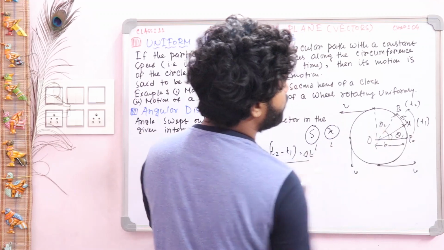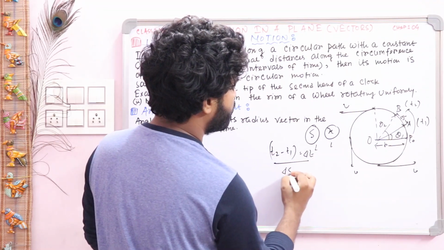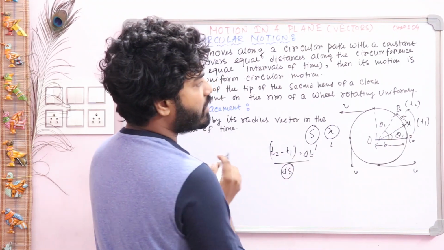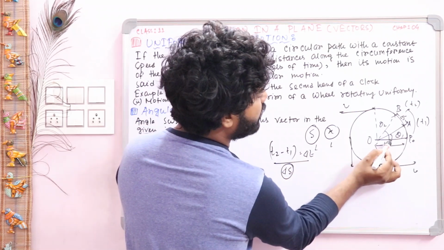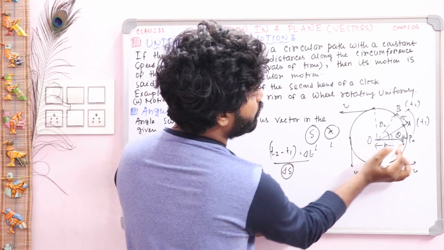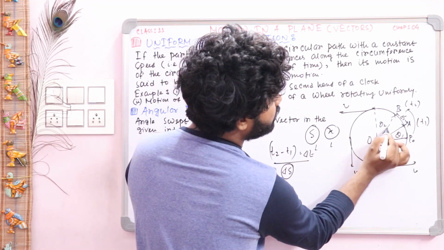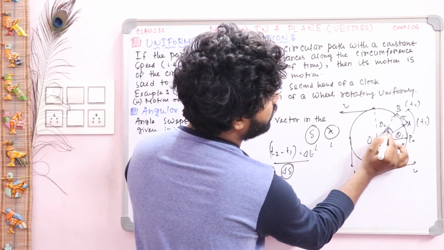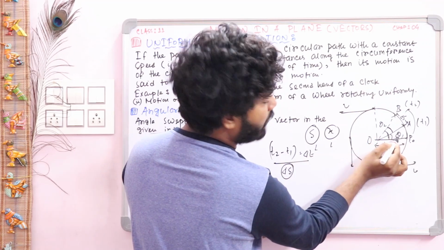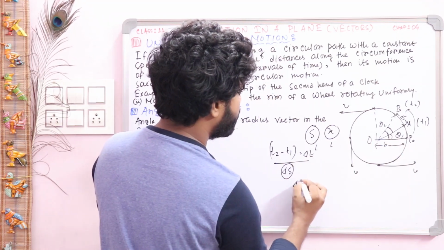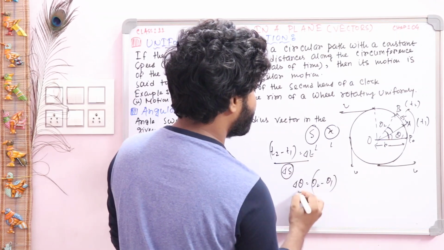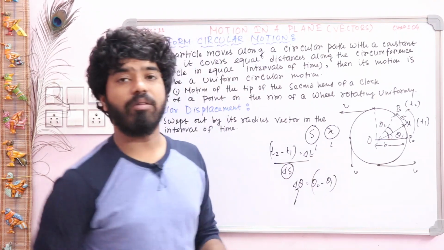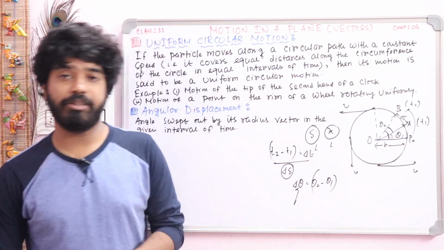This portion is named as del s. Write it down, del s. And what is the angular shift for this time interval? You see, this angle is theta 1, this angle is theta 2. So A to B angular shift will be theta 2 minus theta 1. So here del theta is represented as theta 2 minus theta 1. This is the angular shift, angular displacement of the body.